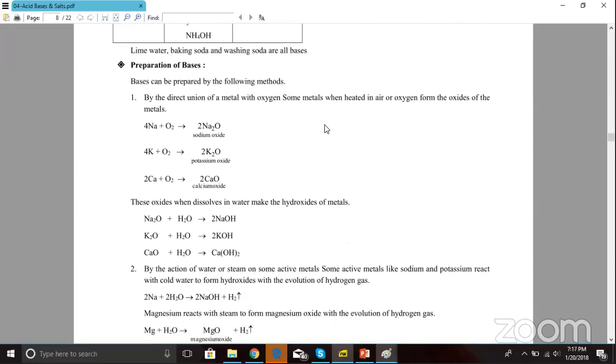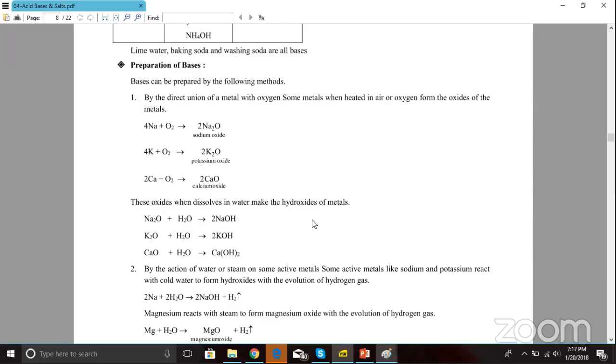Now we are going to see the preparation of bases. First, the metal oxides. A metal oxide contains the metal and oxygen, so we have the metal and oxygen as precursors. If you want to prepare sodium oxide, we treat sodium metal with oxygen. So Na plus O2 gives Na2O. Potassium oxide, K2O: potassium plus oxygen gives K2O. And calcium oxide: calcium plus oxygen produces CaO.